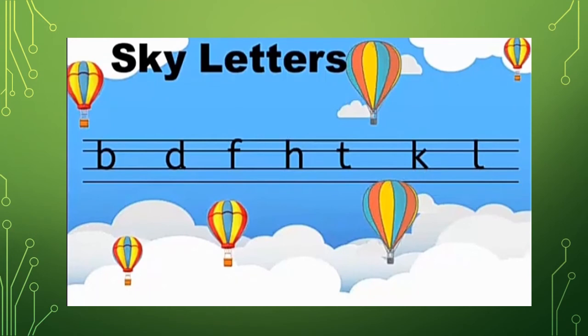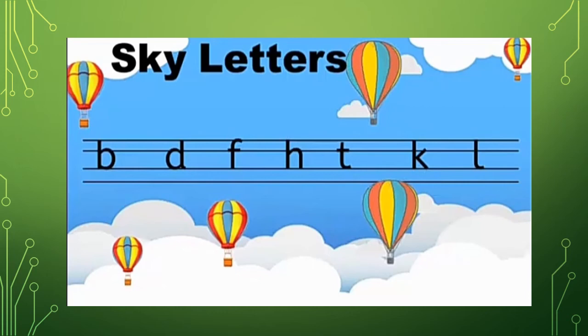Let's come to the sky letters now. Yes, as you know, the sky is on the top. Sky is on the top. And on the top 3 lines we will write the sky letters. Let's see what the sky letters are. B, D, F, H, T, K, L.